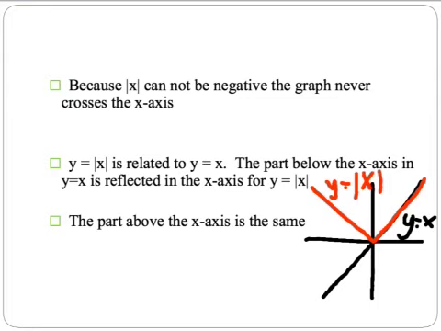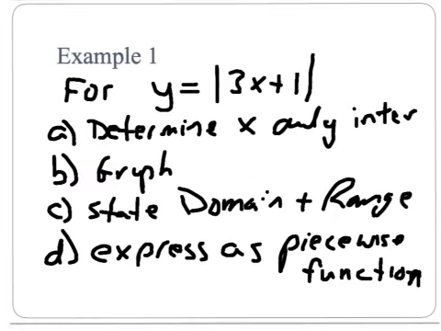You'll be asked on the test, in the assignments, you'll be given a graph of something like this where it doesn't have the absolute value in it, and they'll ask, what would the graph of this look like if you're already given this? So that's something you'll need to know throughout the assignments and for your test. All right, folks, let's look at some examples now.